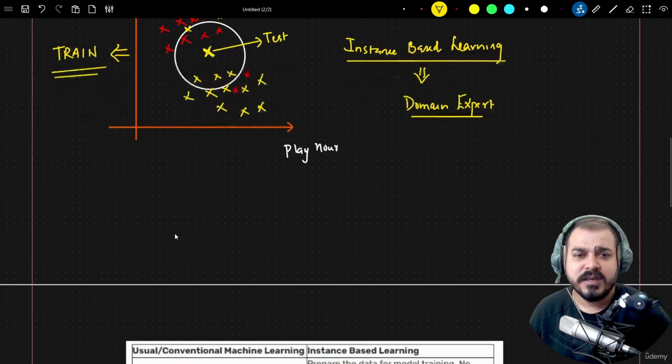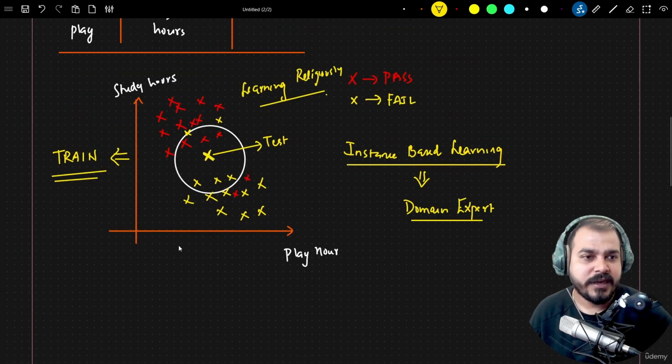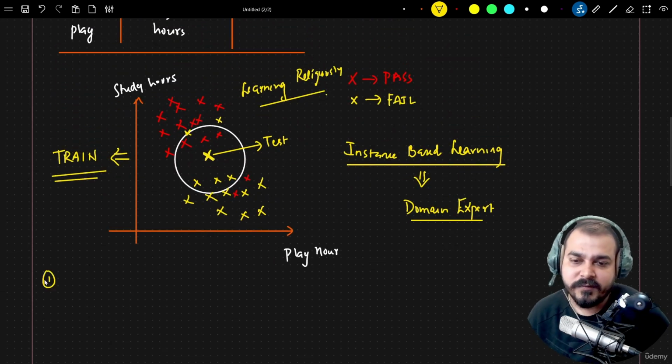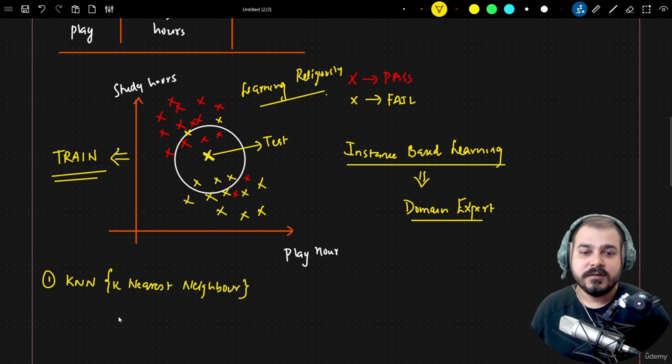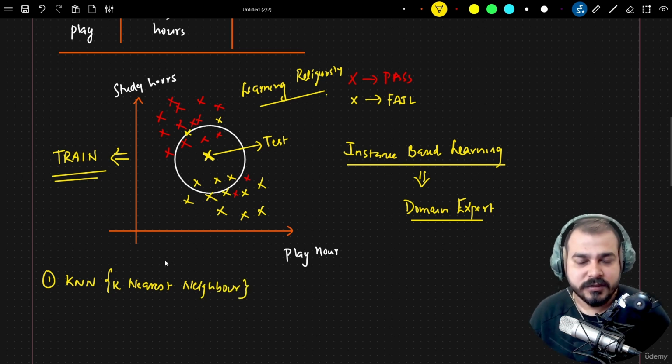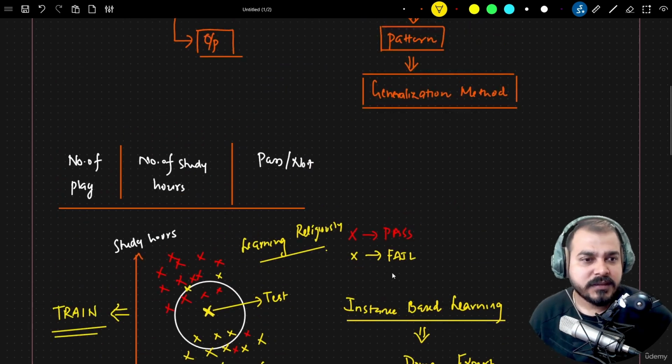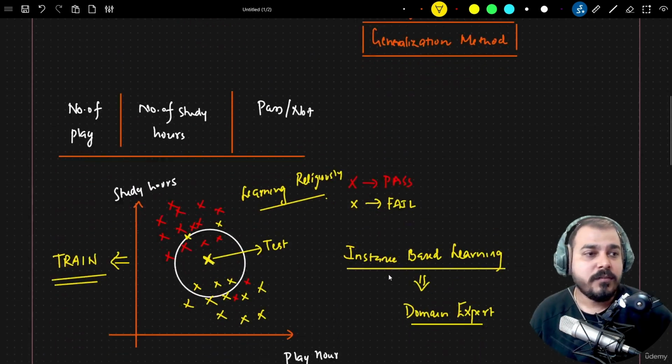Now, in instance-based learning, there are a lot of different techniques. One of the techniques that I would definitely like to talk about is KNN. K nearest neighbor is one of the algorithms which uses this instance-based learning, and we will discuss this. There are some kernels also which we are going to discuss. But if I consider the same problem statement with respect to model-based learning.